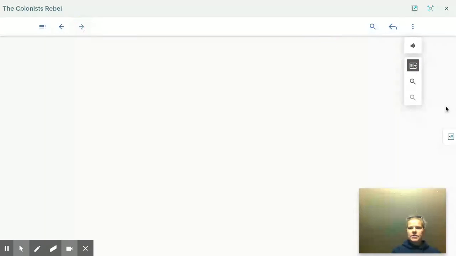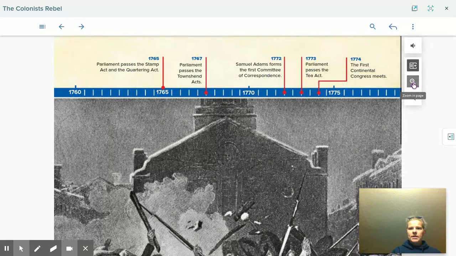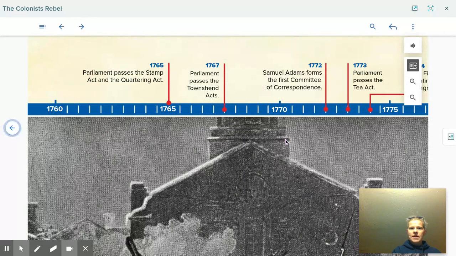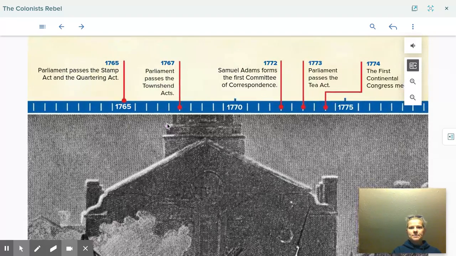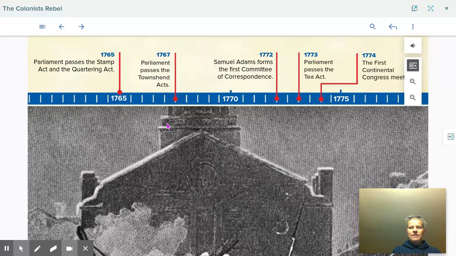All right, so let's go ahead and zoom in on that for us. So it says in 1765, Parliament passes the Stamp Act and the Quartering Act. In 1767, Parliament passes the Townshend Acts. In 1772, Samuel Adams forms the first Committee of Correspondence. In 1773, we have Parliament passes the Tea Act. And then in 1774, we have the First Continental Congress meeting.